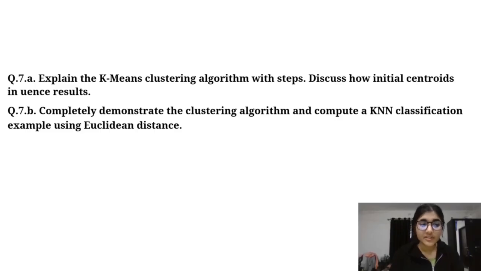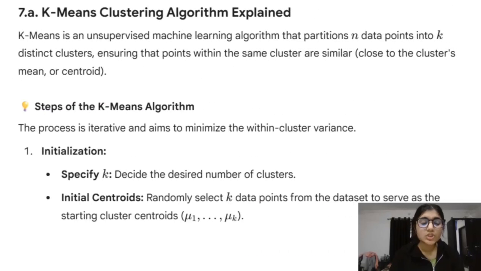Question number 7a says, explain the k-means clustering algorithm with steps. Discuss how initial centroids influence the result. And the B part is to demonstrate the algorithm and compute a KNN classification example using Euclidean distance. So the 7th A is the k-means clustering algorithm.